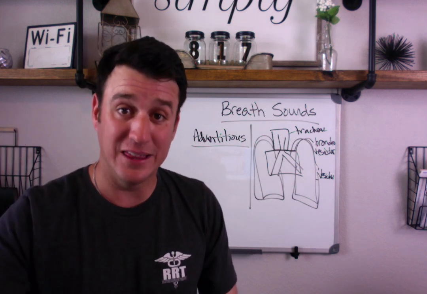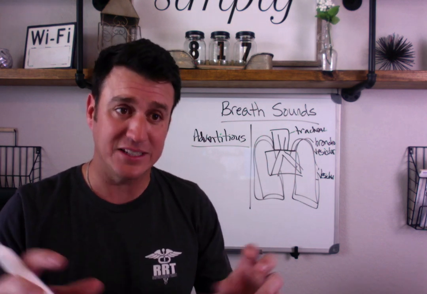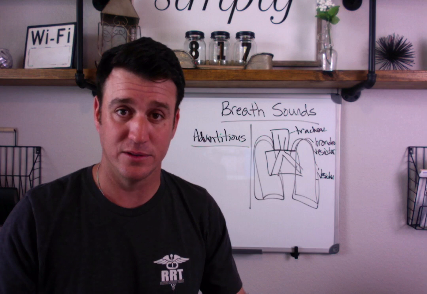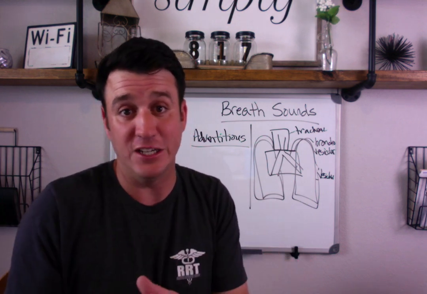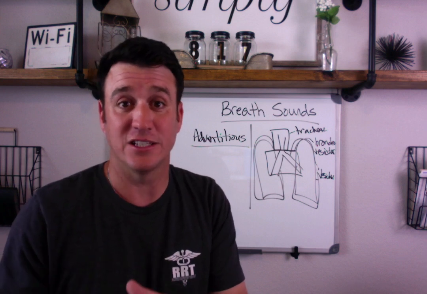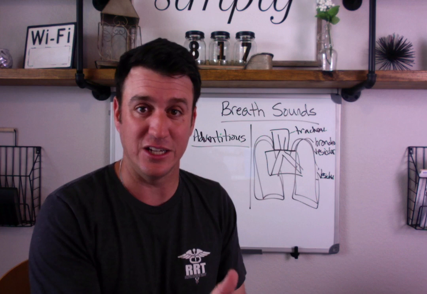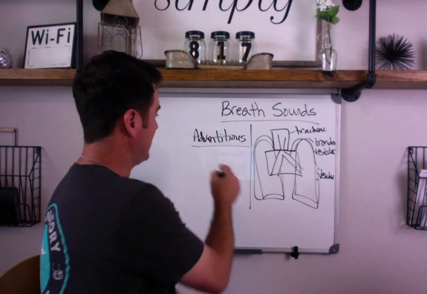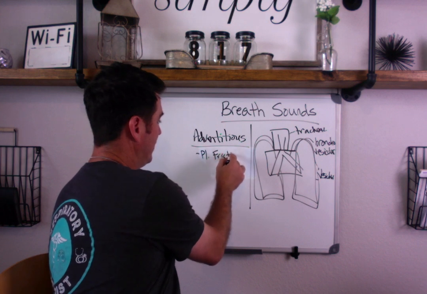Now, when you break this term down, you'll see that it breaks down into several different types of adventitious breath sounds, okay? I'm going to go with the less common first, and I'm going to finish with the more common so that I can spend more time and focus on them, and you remember the last things I say instead of finishing on the less common. So the first one I'm going to talk about is a pleural friction rub.